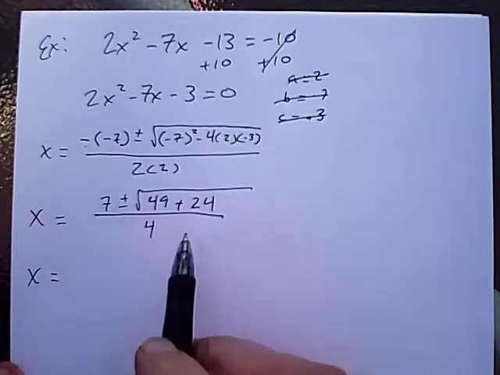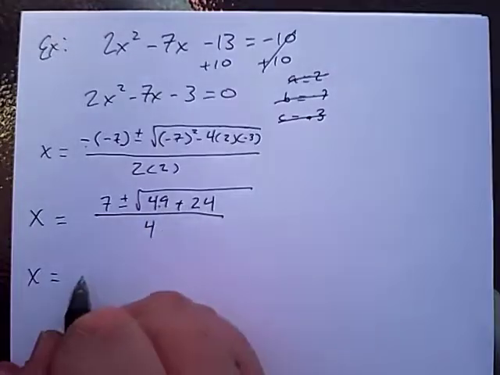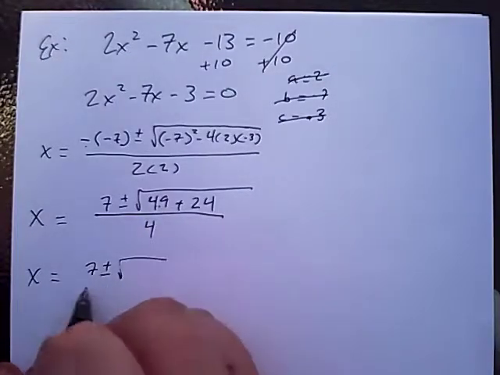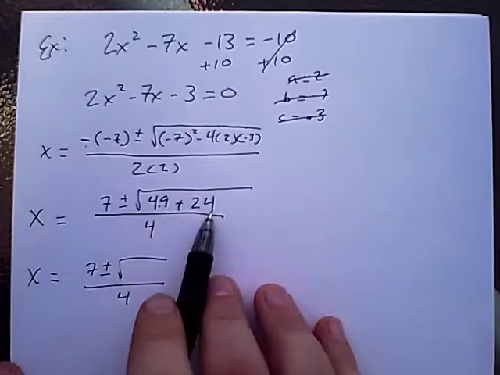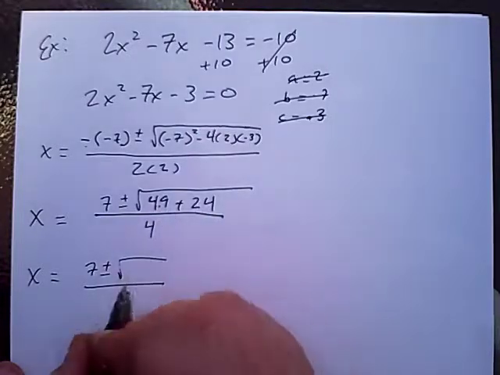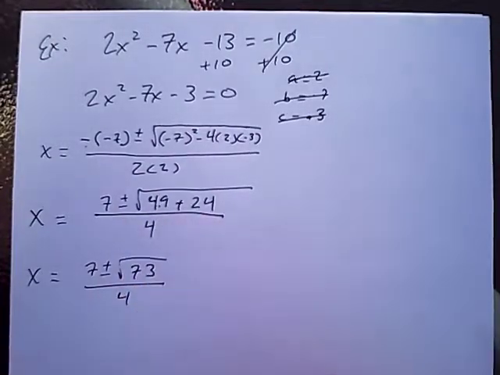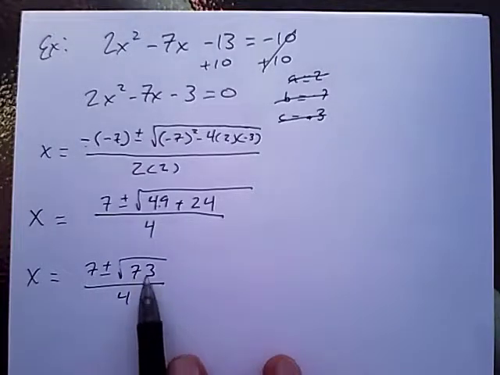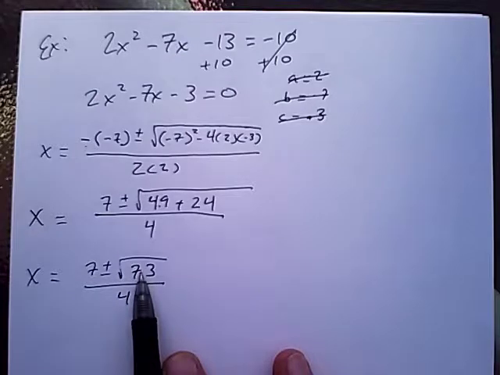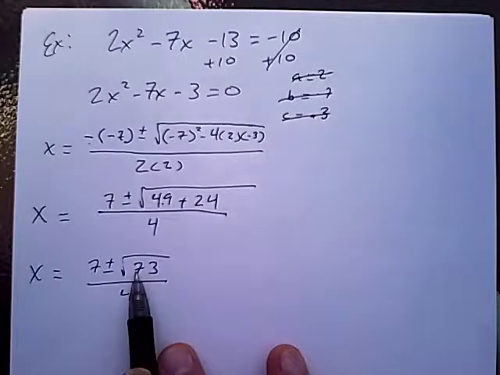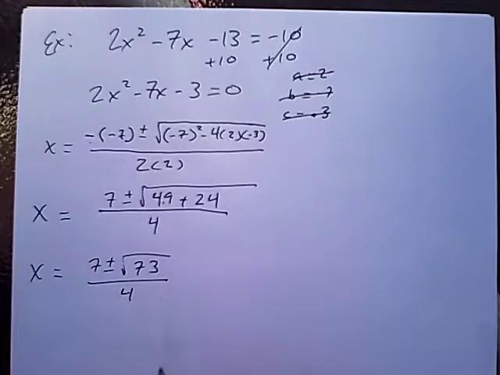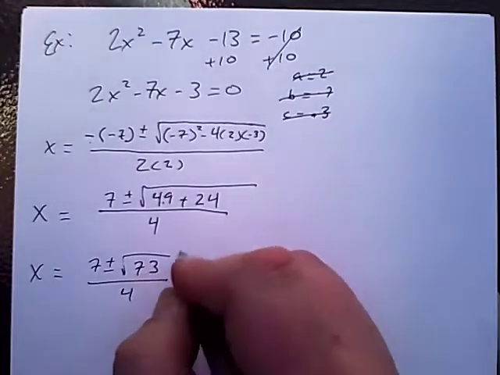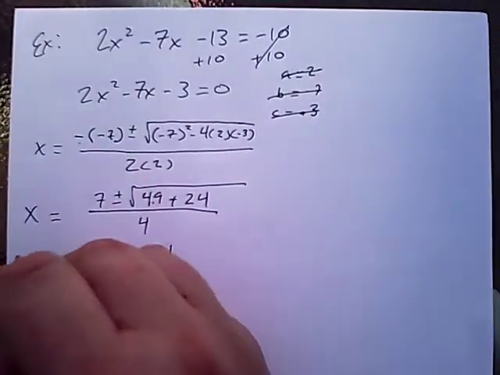And now this next step is really easy. Add 49 plus 24. So 7 plus or minus the square root all over 4. So 49 plus 24 is 73. And now I'm going to try it in my calculator. The square root of 73 is not pretty. It doesn't simplify into a whole number or anything. So here, I'm actually done. There's nothing else that I could possibly do. Since the square root of 73 doesn't reduce, I am finished.